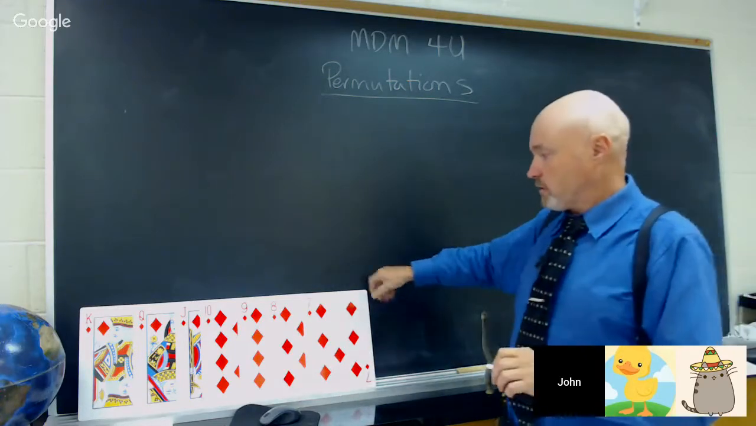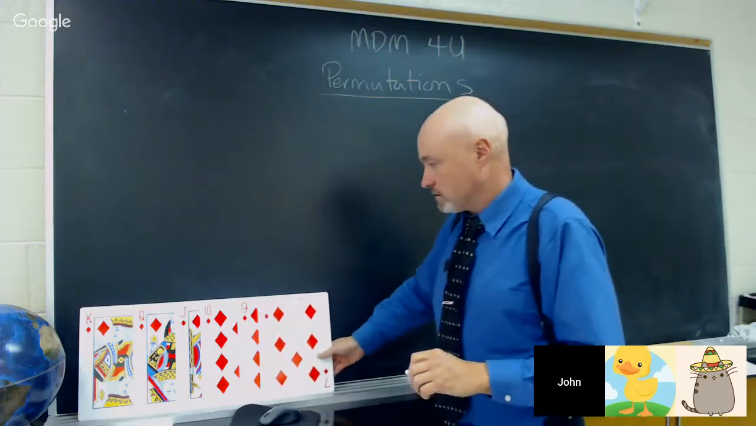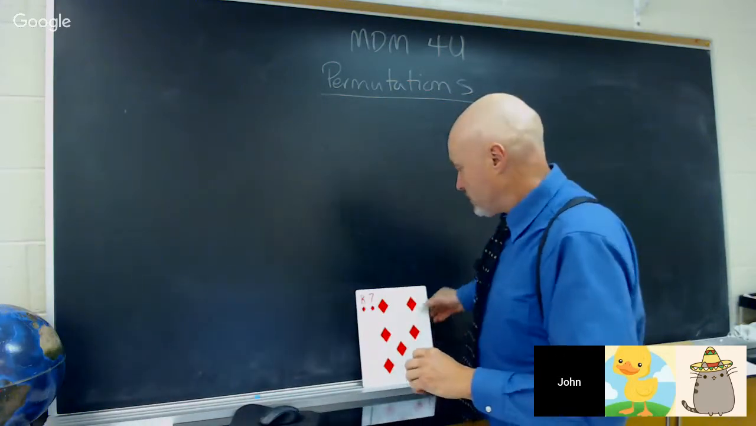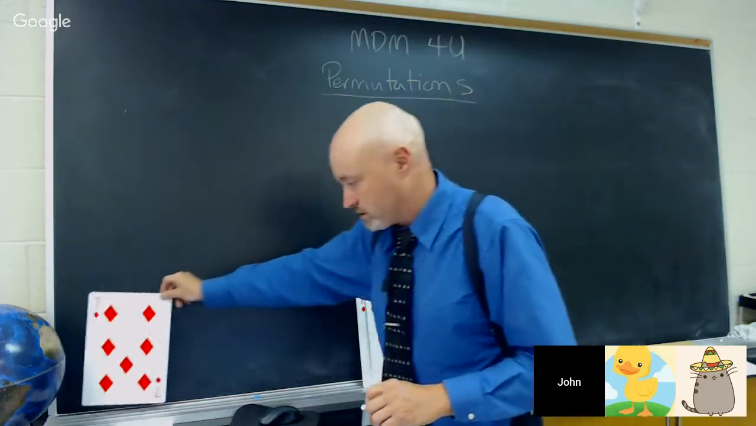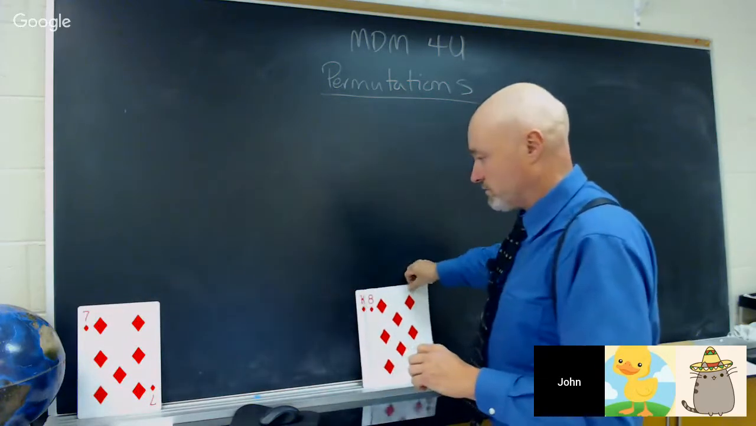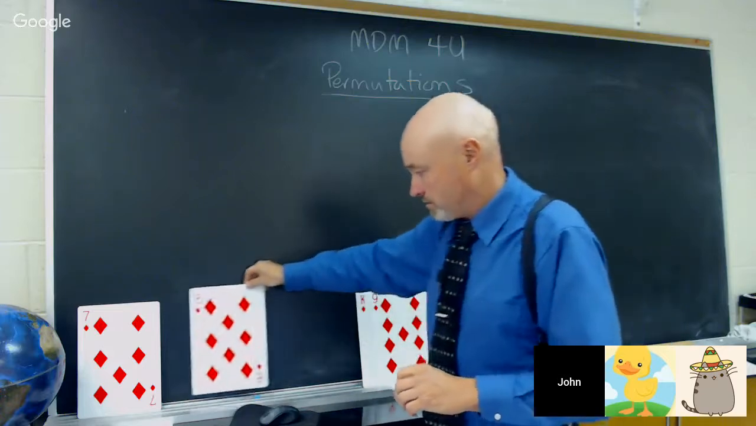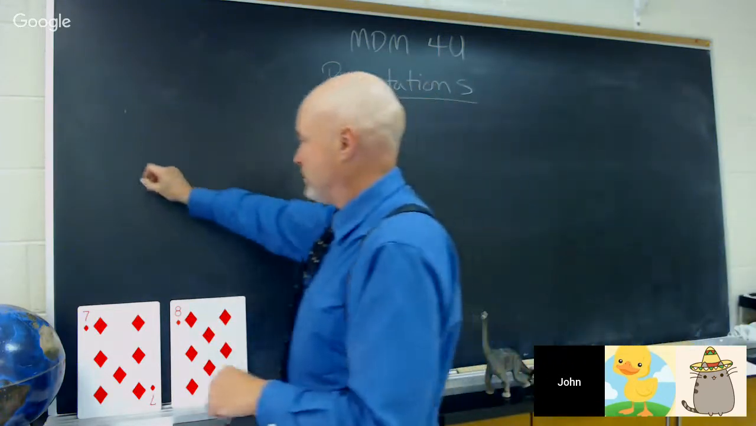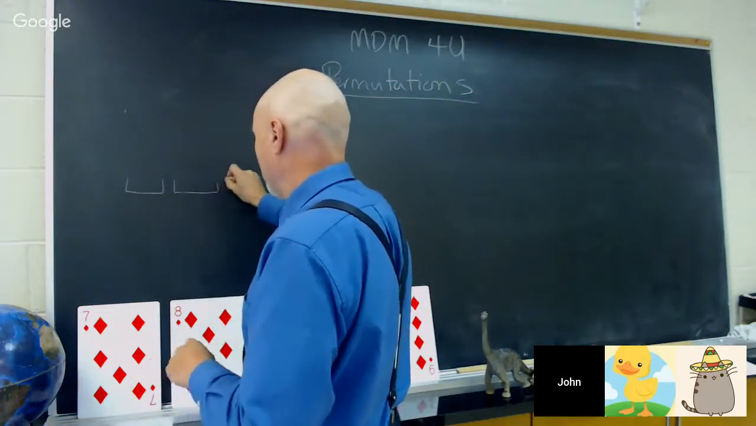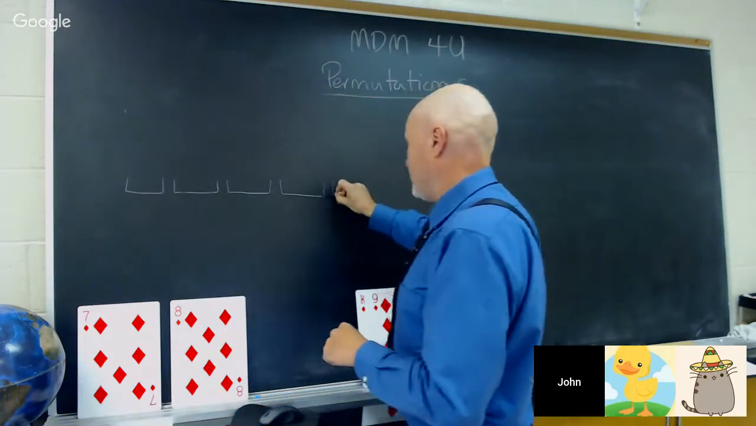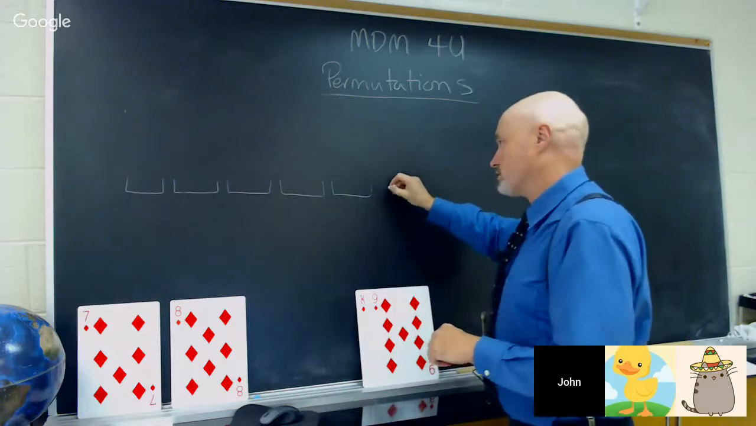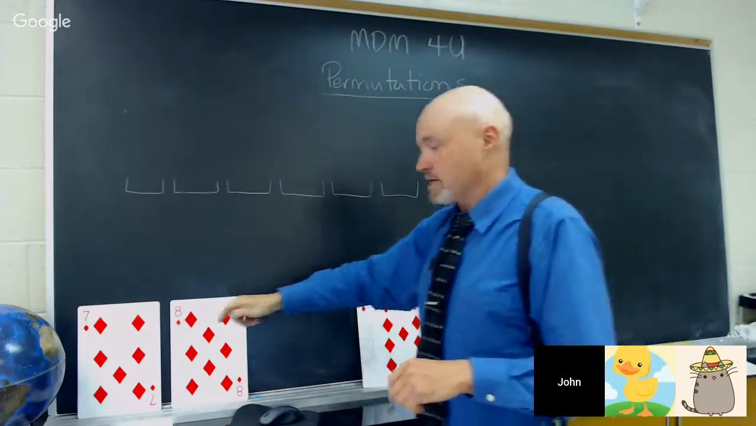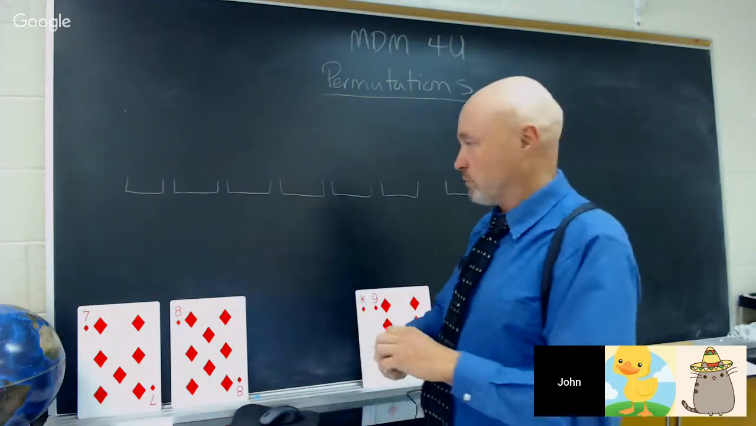So basically, I've got 7 cards, really big cards here. And I want to know how many ways I can arrange these cards into 7 locations right here. When we're doing permutations, it sometimes helps if we make 7 little boxes. It helps us think about it. 1, 2, 3, 4, that's 5, right? 6, 7.